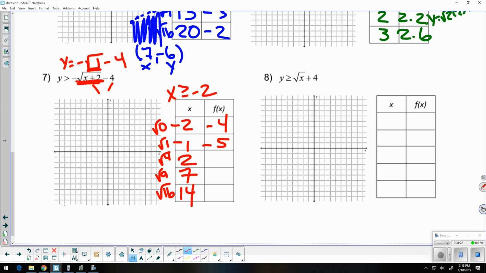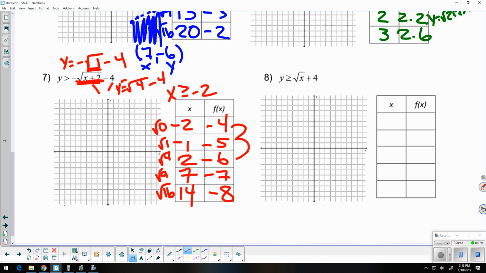So if I plug in 2 for x, y is going to be equal to the negative square root of 2 plus 2, which again is 4, and then minus 4. So we got the negative square root of 4, which is negative 2. Negative 2 minus 4 gives me negative 6. So again, these just keep going down by 1 each time. So this would be negative 7, this would be negative 8.